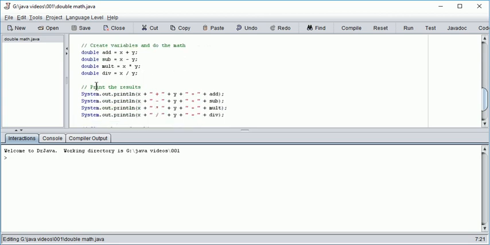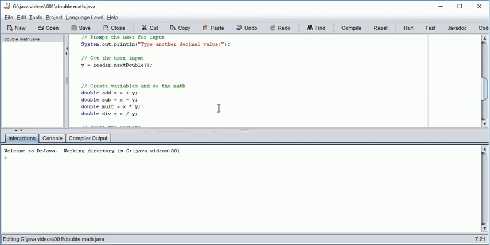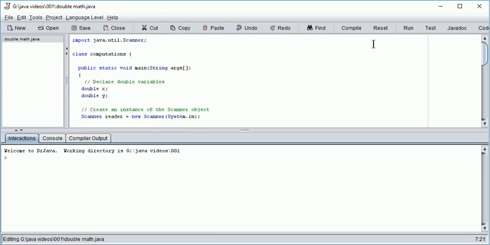And then we print them out the same way we did with the integers, where we're concatenating the values. So we're taking the x value, concatenating that to the plus sign, concatenating that to the y value, concatenating that to the equal sign, and concatenating that to the add. So it's just like gluing these things together so they can be printed out together. Alright, so let's run this and see how it actually works.